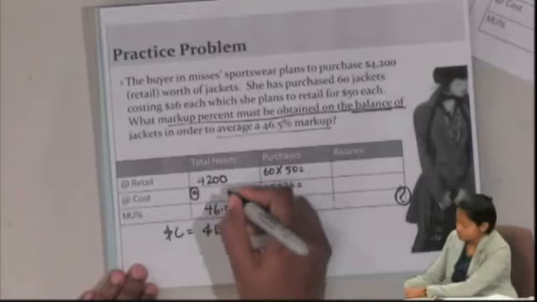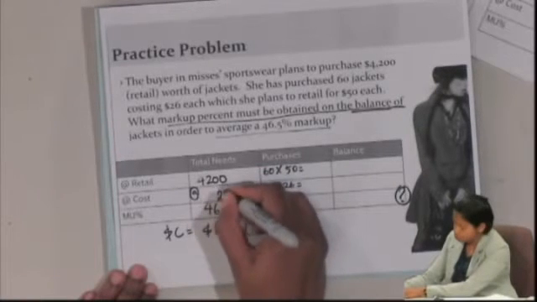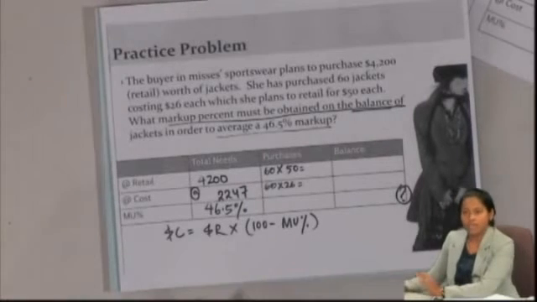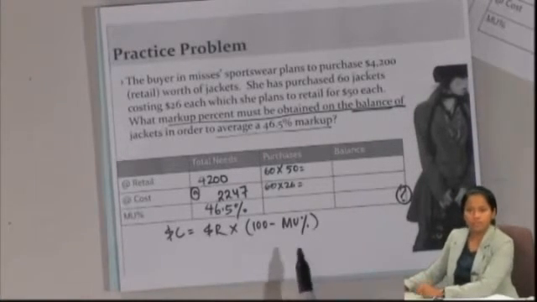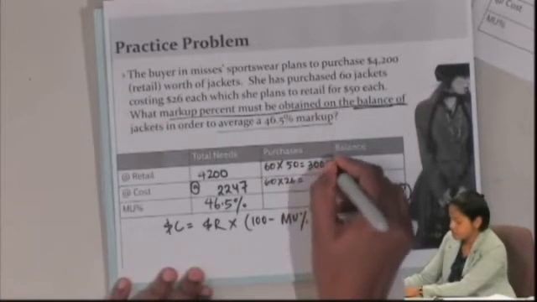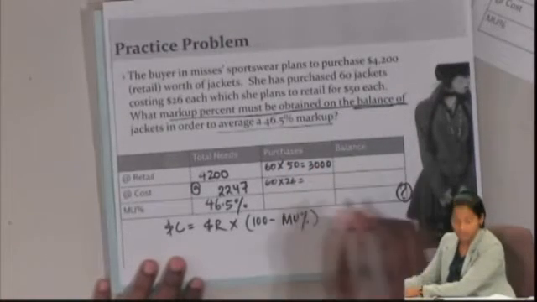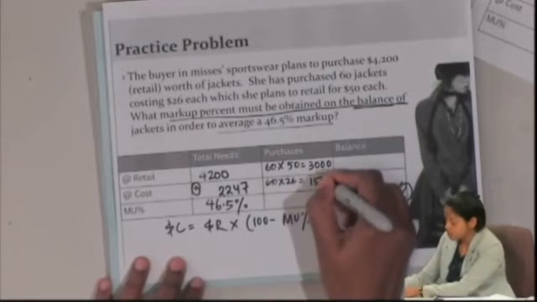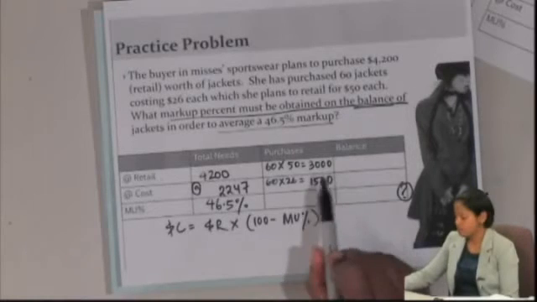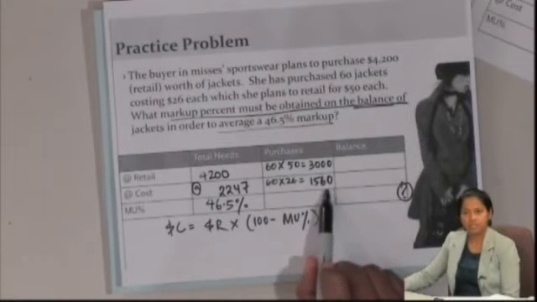We can get the estimate of 2247. So our dollar cost for the entire merchandise is $2,247. Our purchases come out to be, at retail, $3,000, and at cost they come out to be $1,560. Now this is the money that the buyer has already spent. This is at retail and this is at cost.